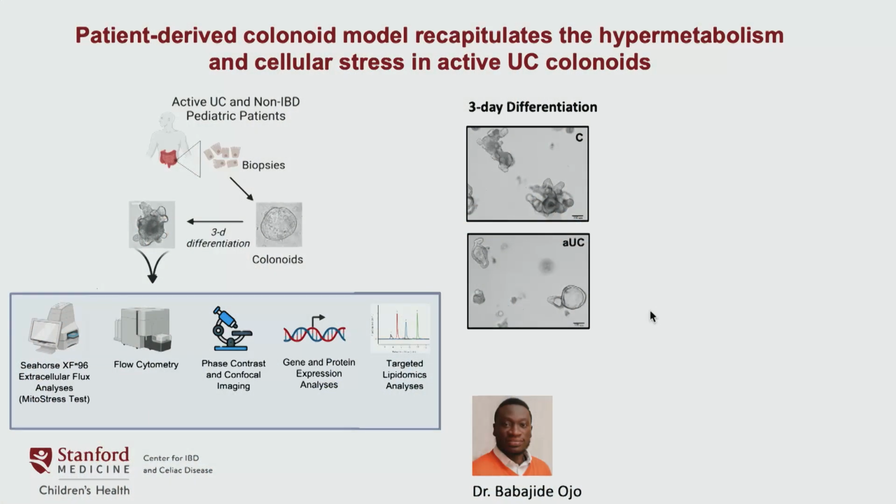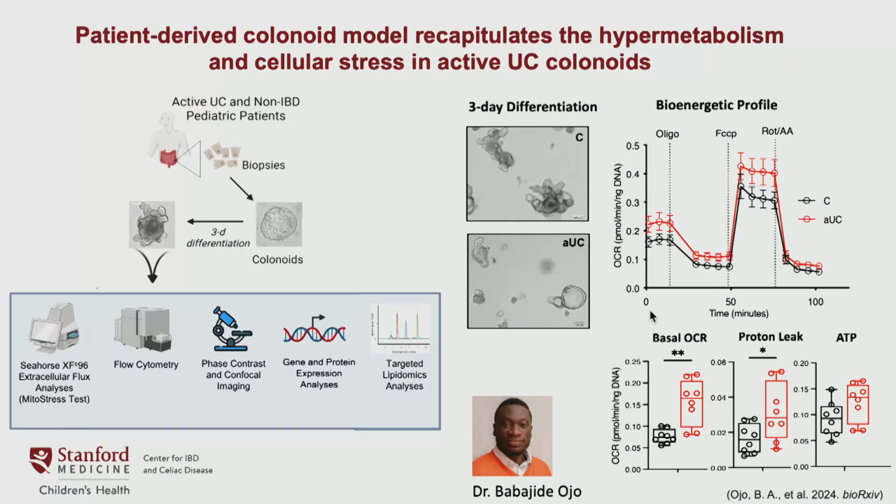His work has shown that the UC organoids exhibit impaired cell differentiation. As we can see, they have fewer buddings and differentiated cells, as well as disrupted metabolic processes, as demonstrated here by Seahorse assay. So Seahorse allows us to monitor metabolic activity and energy production of the cell in real time by measuring their mitochondrial respiration.